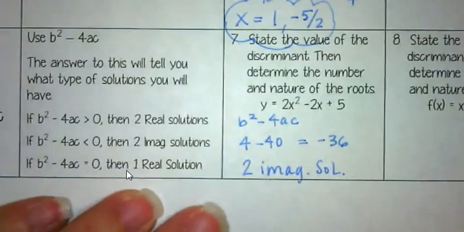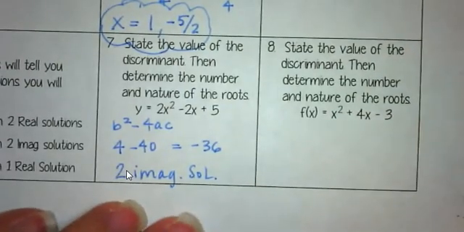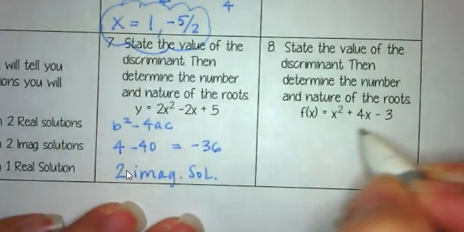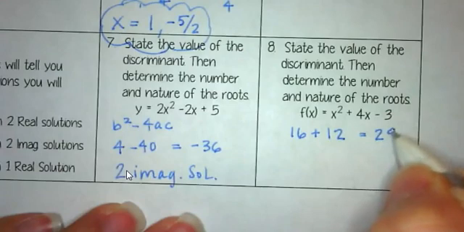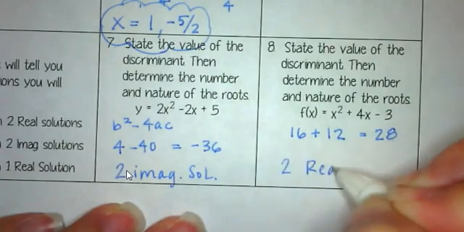All right, it looks like our time is just about up, and I think I'm not going to get to finish this example, but I'm going to go ahead and start it, and if it cuts off, it cuts off. So for this one, B squared would be 16, and then minus 4 times 1 times negative 3 would be plus 12. So that equals 28. So that means we will have two real solutions. All right, that takes care of Unit 3B.